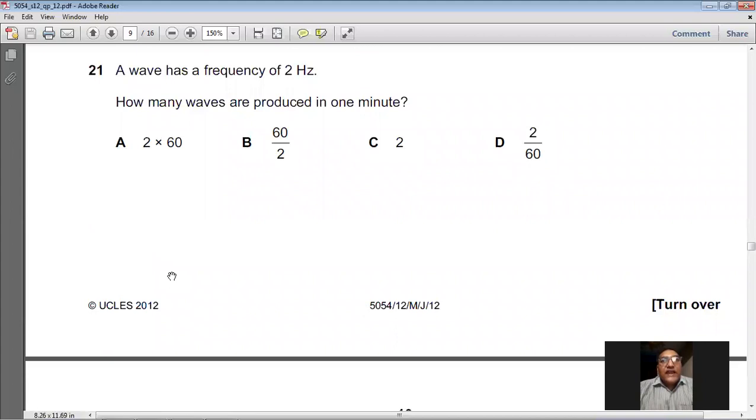A wave has a frequency of 2 hertz. How many waves are produced in 1 minute? Frequency of 2 hertz means that in 1 second, 2 waves are produced. And this question is, in 1 minute, how many waves are produced? In 1 minute, we have 60 seconds. So in 1 second, 2 waves are produced. So in 60 seconds, how many waves will be produced? 2 multiply 60, 120 is the answer. So A is the choice, sir. Question number 21, A is the right choice.